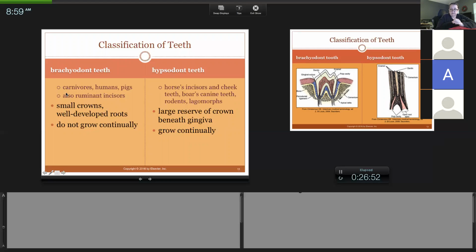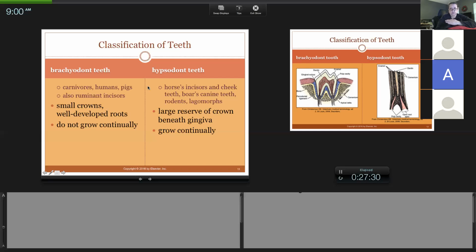Carnivores, humans, pigs, and the incisors of ruminants are actually brachyodont. They have a small crown, which is what you see on top. They have a well-developed root, which is underneath, but they do not grow continuously. You lose your baby teeth, you get your adult teeth, and once your adult tooth pops out, it's done. You're stuck with that tooth, hopefully for the rest of your life, if you don't have to have them removed.